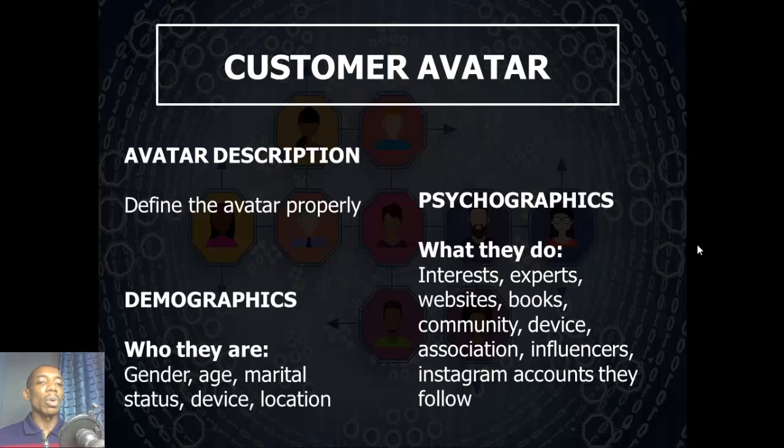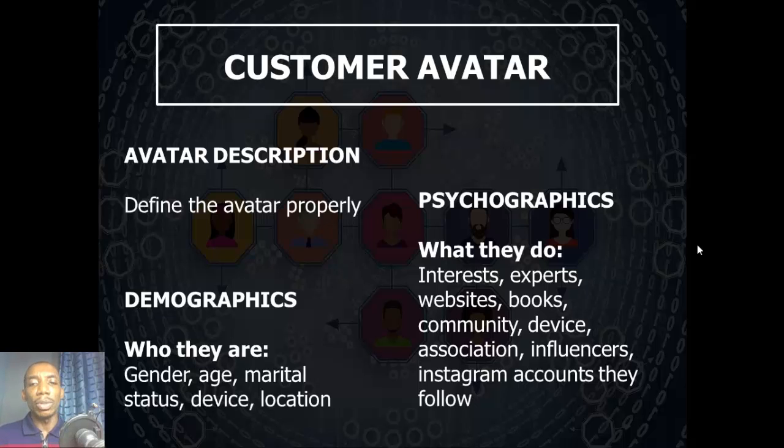But what I'm more concerned about in this customer avatar is the demographics and the psychographics, right? So the demographics is just simply who they are. These people, who are they? Are they males? Are they females? What's their age range? Are they people between the ages of 25 to probably 40? Are they married? If I'm going to be targeting weight loss, I would know that, okay, these guys are married because they mostly are giving birth. So, most of them would be married, right? Then the device they use and the location they are mostly based, right?